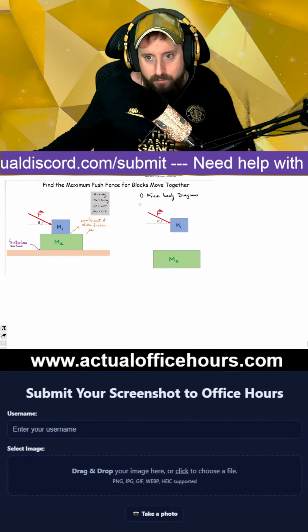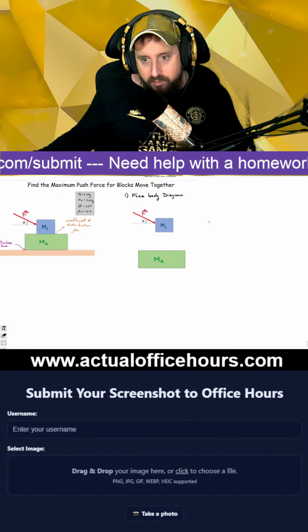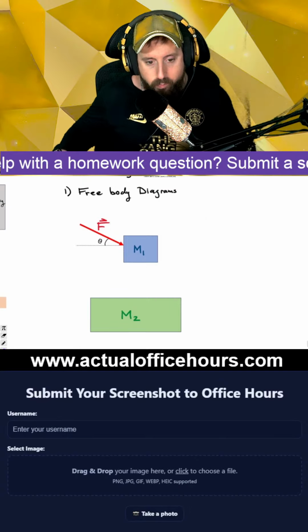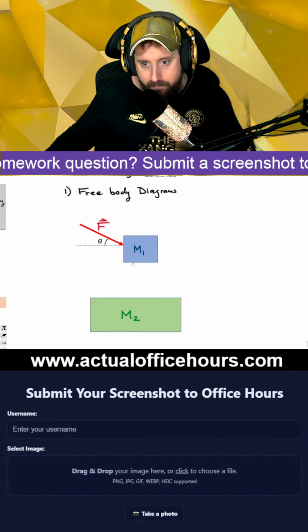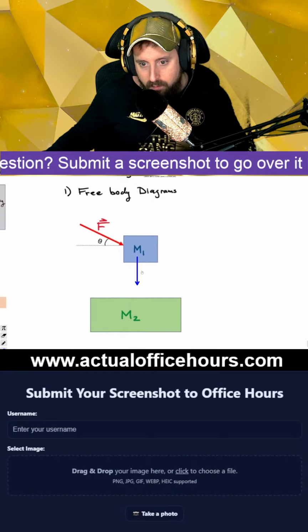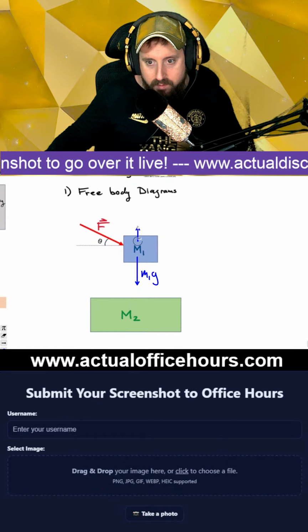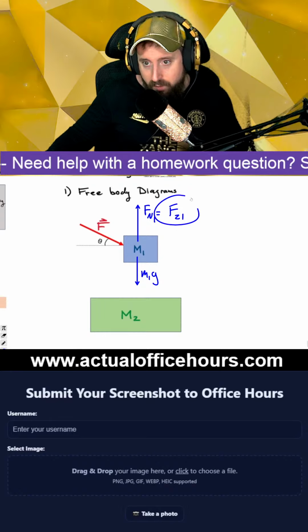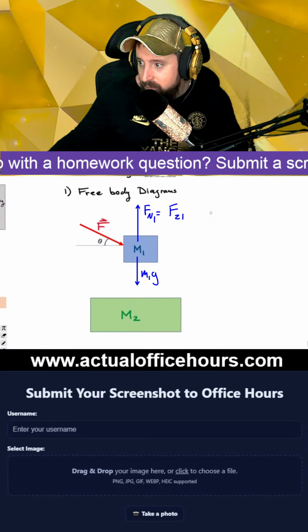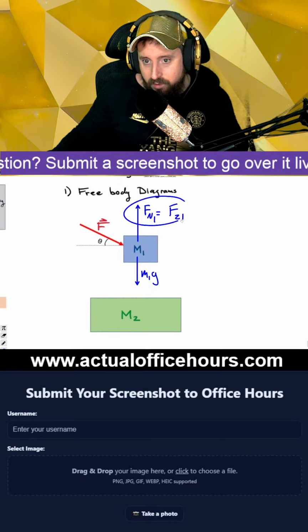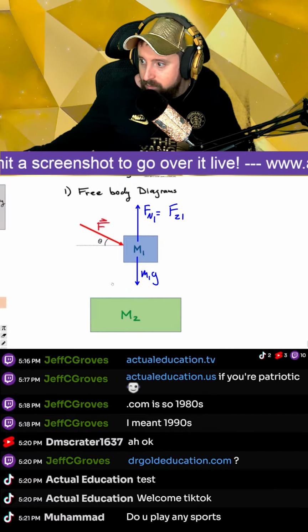We can go ahead. Okay. Maximum pushing force of blocks move together. Free body diagrams. Let's do it. So on block 1 here, that's going to have M1G pointing down. And then it's going to have its own 2 on block 1. Okay. It's kind of the important thing. So this is the force that block 1 feels from block 2.